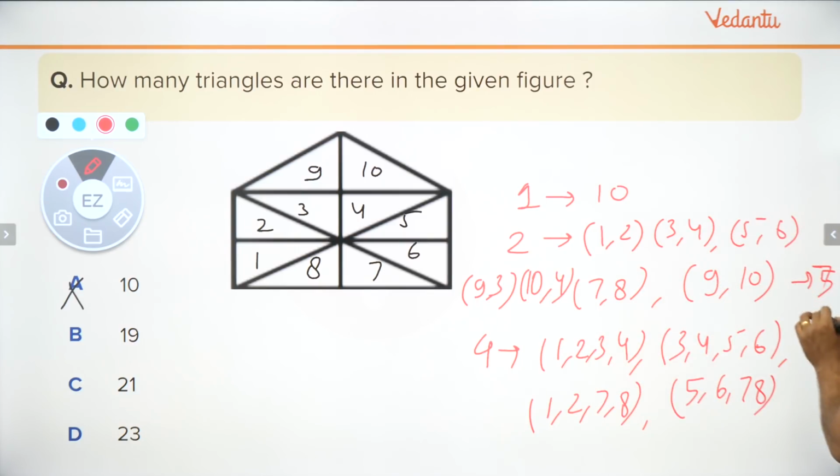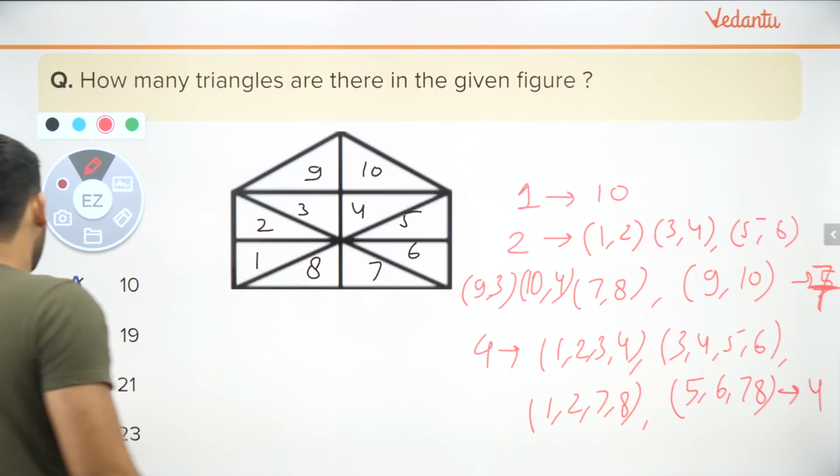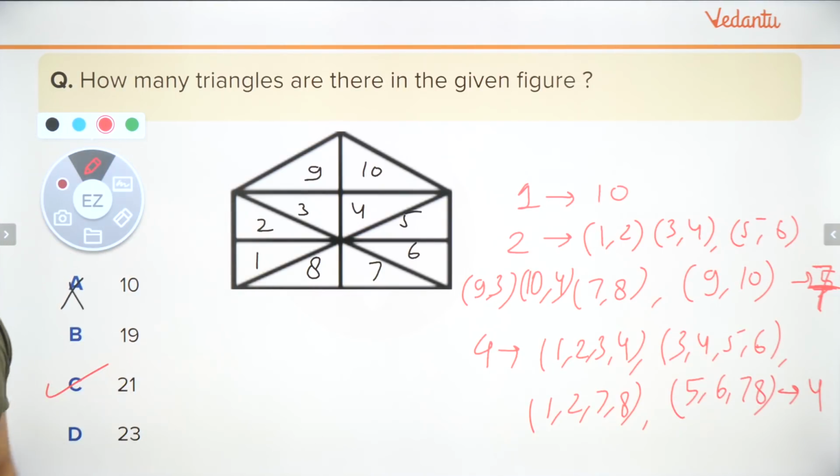So overall these are 7, and here 1 2 3 4. So 10 plus 7 is 17, 17 plus 4 is 21. So the correct answer is 21. There is no other triangle.